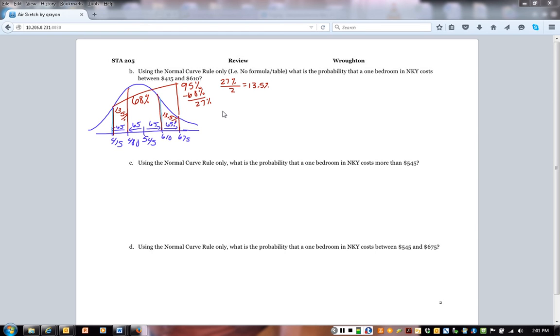But what do I actually want from the problem? Well, I want between 415 and 610. So I want this piece and that piece. So we're just going to add together the 68% and that 13.5% to get 81.5% probability that a randomly selected one bedroom in northern Kentucky costs between $415 and $610.